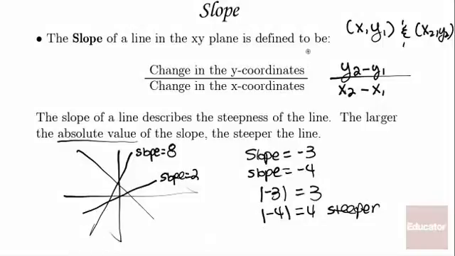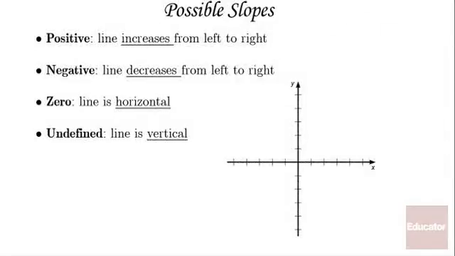So again, the slope of the line is the change in y coordinates over the change in x. If I have two coordinate pairs on a line, I can use that to find the slope of the line. I just mentioned that the negative or positive sign tells you the direction the line is going in, while the absolute value of a slope tells you how steep the line is.